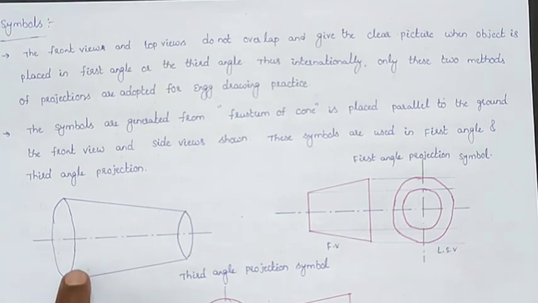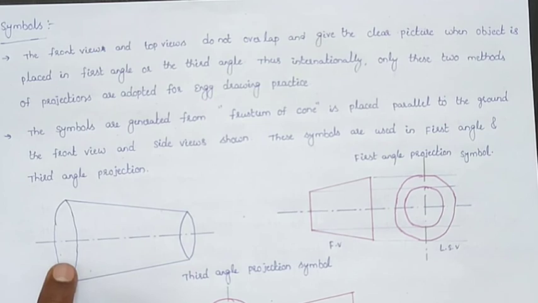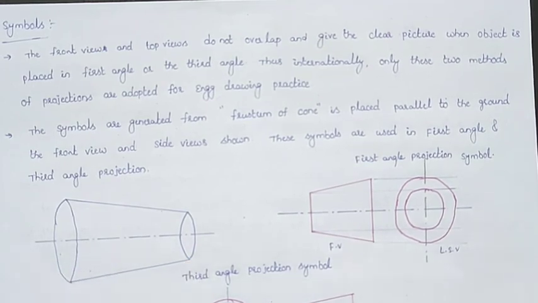So this is the diagram of a frustum of a cone. This frustum of a cone has a large circle and also a small circle. Whenever a frustum of a cone is placed horizontally, we will see the front view and also the side view. That front view and side view are the symbols of the first angle projection and also the third angle projection methods. So we can draw the front view and the side view here.